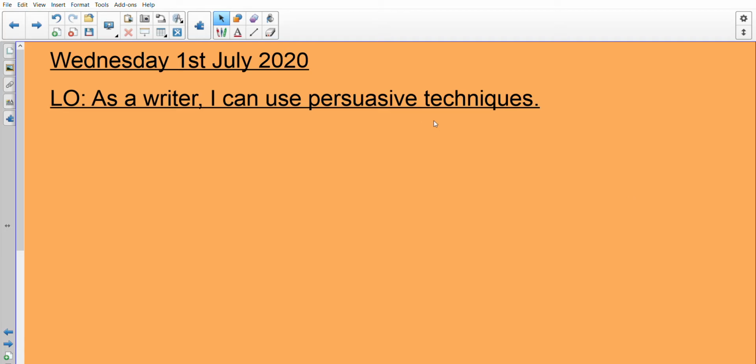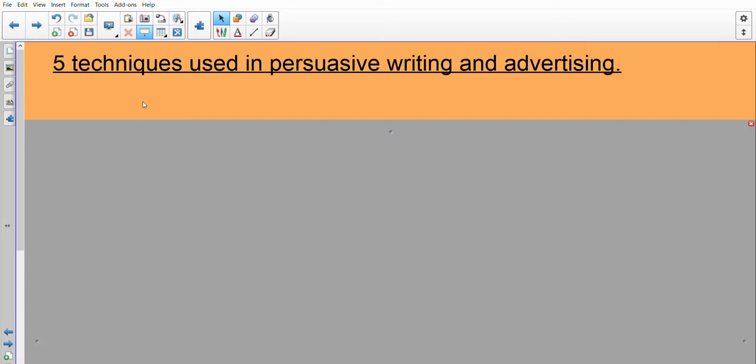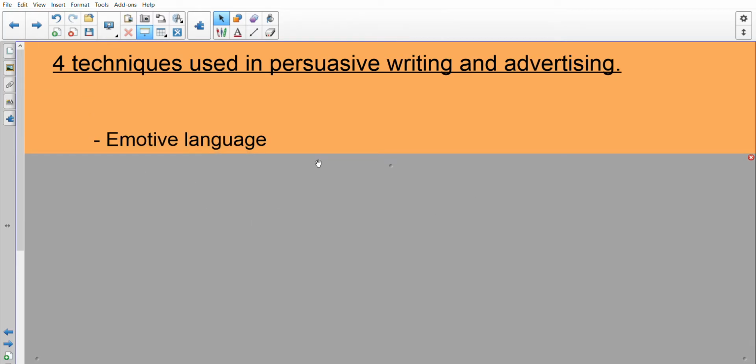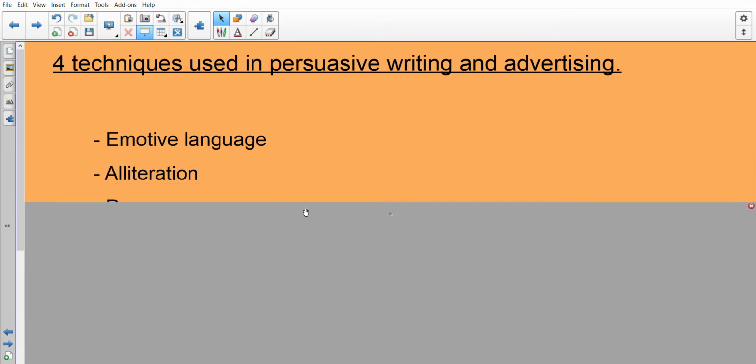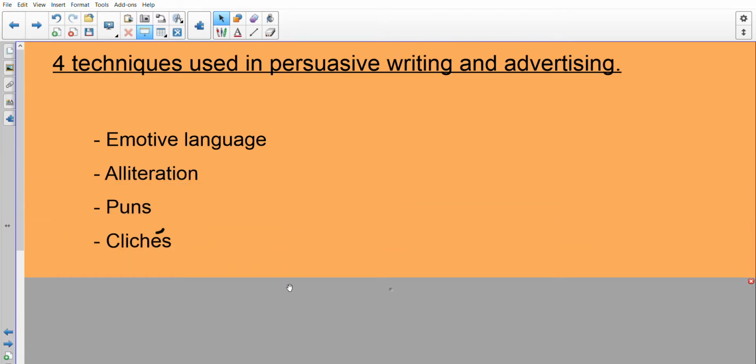Good morning, Year 5. Today we're going to continue with our persuasive writing. The LO is, as a writer, I can use persuasive techniques. So let's have a look at what they're going to be. We're going to go through, not 5, it's going to be 4 techniques used in persuasive writing and advertising. Those techniques are emotive language, alliteration, puns, and cliches. I'll explain them all one by one.